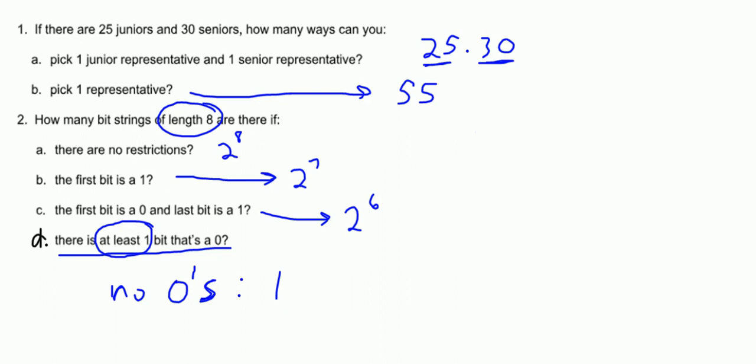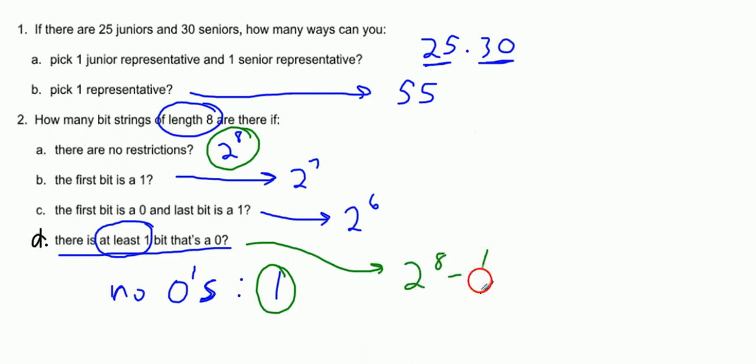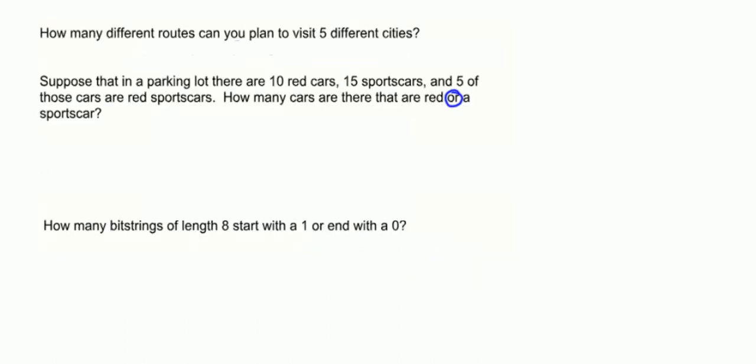So we know in total there are 2 to the 8th bit strings. We know that there's only one of them that doesn't have at least 1 zero, which means all the others do. So if we think about it and try to count the opposite, we can just remove the ones we don't want to count rather than count up all the ones we do want to count. Okay? One more quick set of examples.